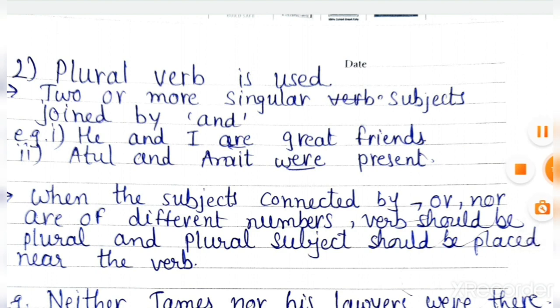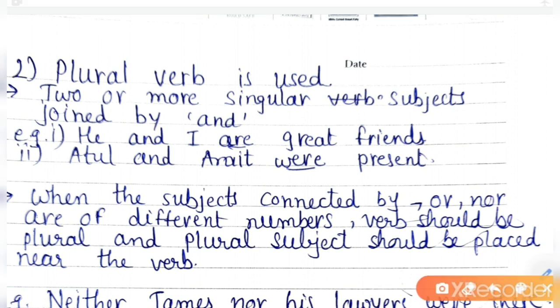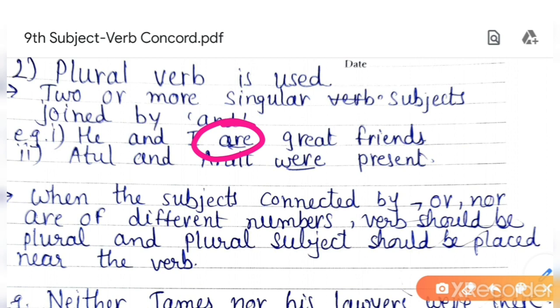Then plural verb. When do we use a plural verb? A plural verb is used when two or more singular subjects are joined by and. He and I are great friends. Here I have used are. Two or more singular nouns joined with and, then we use a plural verb.